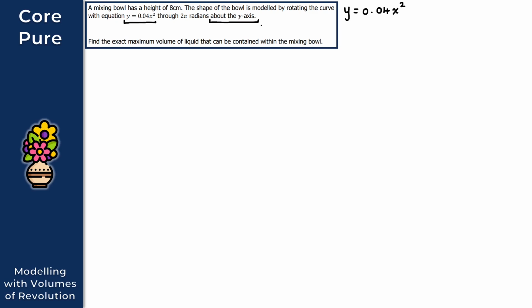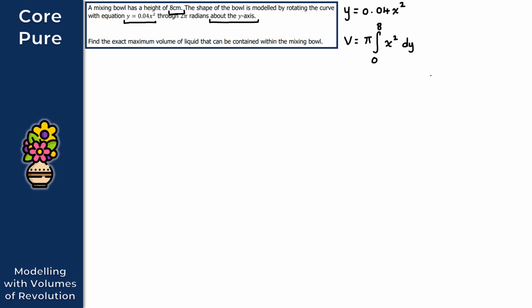Now we're going about the y-axis, right? So the result that we need is V, the volume, is equal to pi times the integral. For the limits, the upper limit must be the height of the bowl, which is 8 centimeters, so my upper limit is 8. And my lower limit must simply be 0. So we go from 0 to 8. Because we're going about the y-axis, we integrate x squared with respect to y, so x squared dy.